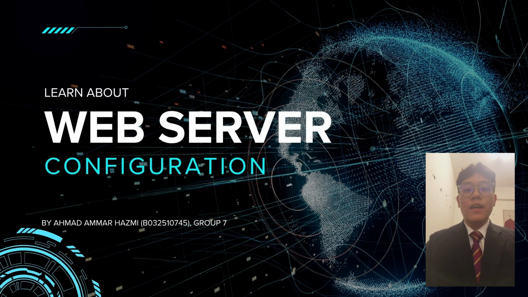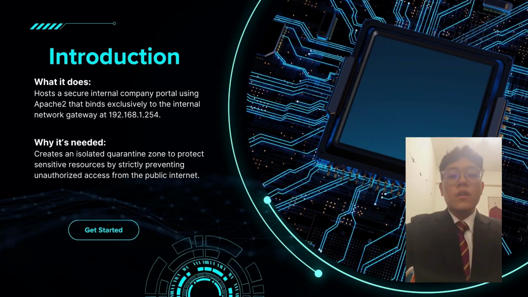I'm from Group 7 and I will be guiding you through the implementation of the internal web server for our Phantom League protocol. I will be focusing on hosting a secure internal portal using Apache 2 that binds exclusively to our internal network gateway at 192.168.1.254. This setup is critically needed to create an isolated quarantine zone, protecting our sensitive resources by strictly preventing any unauthorized access from the public internet.